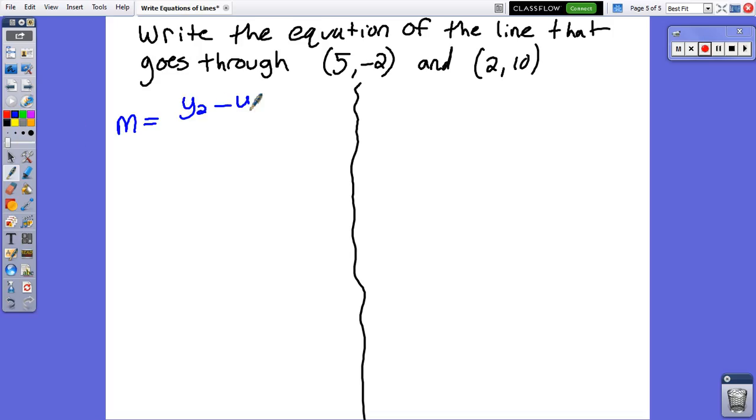We take the y values and subtract them. We take the x values and subtract them, and then we divide with y on top and x on bottom. So it doesn't matter, again, which one you choose for x1 and which one you choose for x2. As long as your x1, y1 is coming from the same point and your x2, y2 is coming from the same point, it doesn't matter which order you do them in. So let's just say that this is x1, y1, and this is x2, y2.